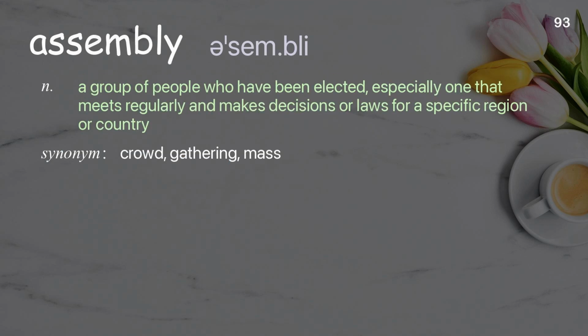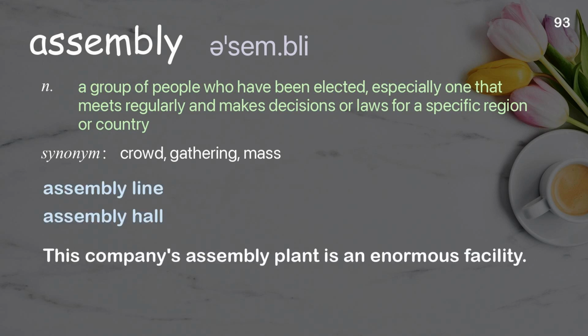Assembly. A group of people who have been elected, especially one that meets regularly and makes decisions or laws for a specific region or country. Examples: assembly line, assembly hall. This company's assembly plant is an enormous facility.